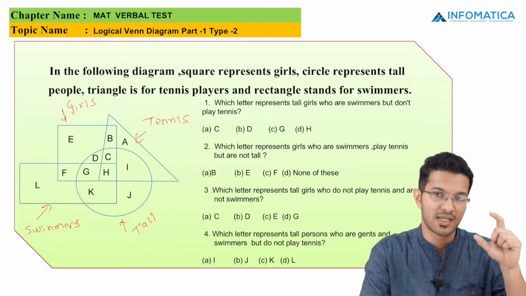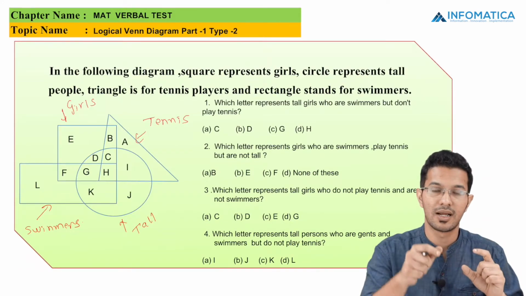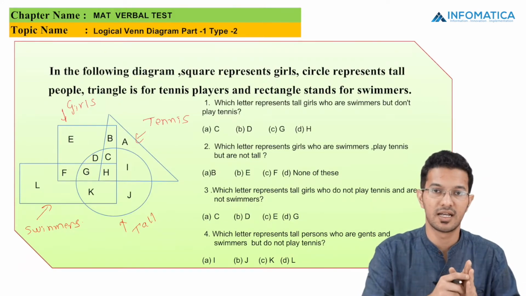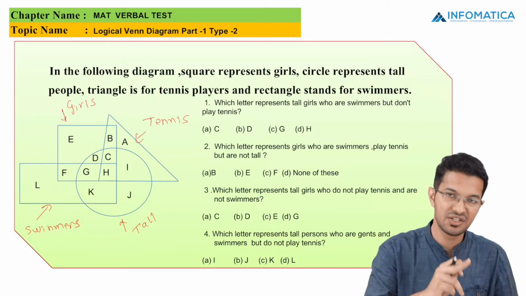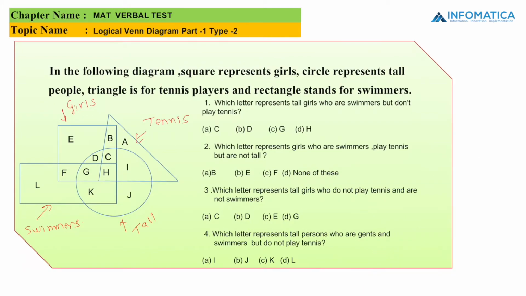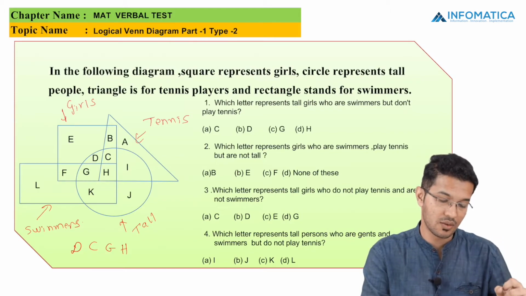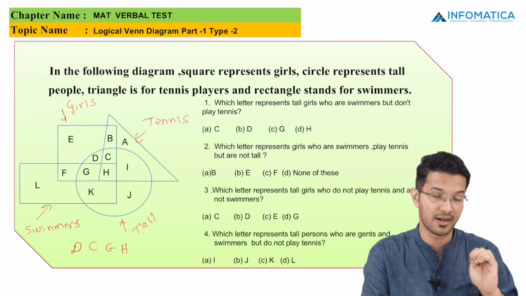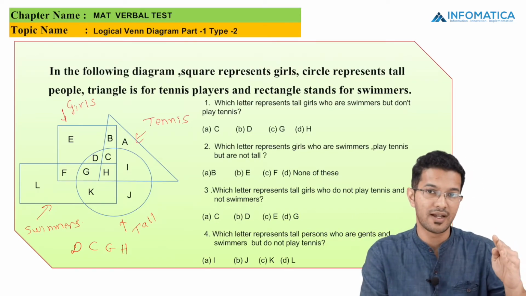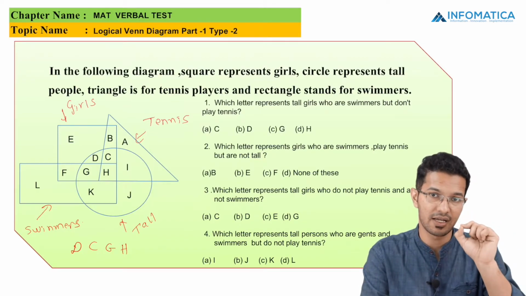So I have to look at the square portion and I have to look at the circle portion and the letters which are intersecting in them. So if I look at them, I have D, C, G and H. These are nothing but the tall girls. Next, who are swimmers? Now swimmers is represented by a rectangle. So if I take the rectangle part, I will just have G and H.